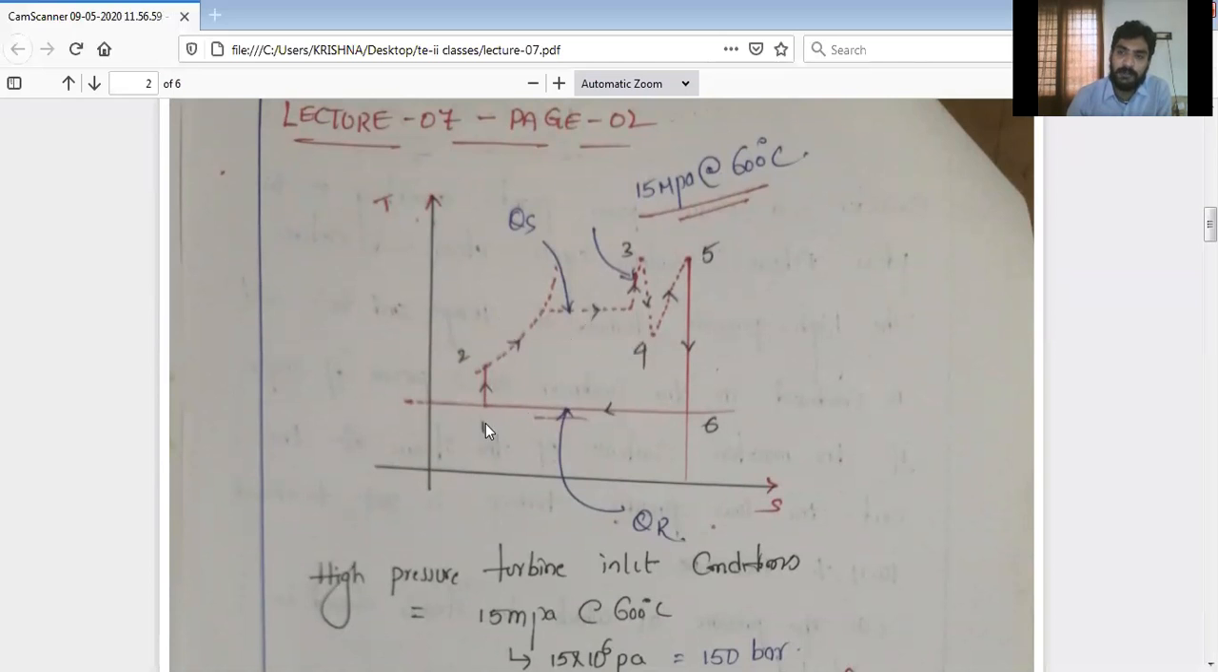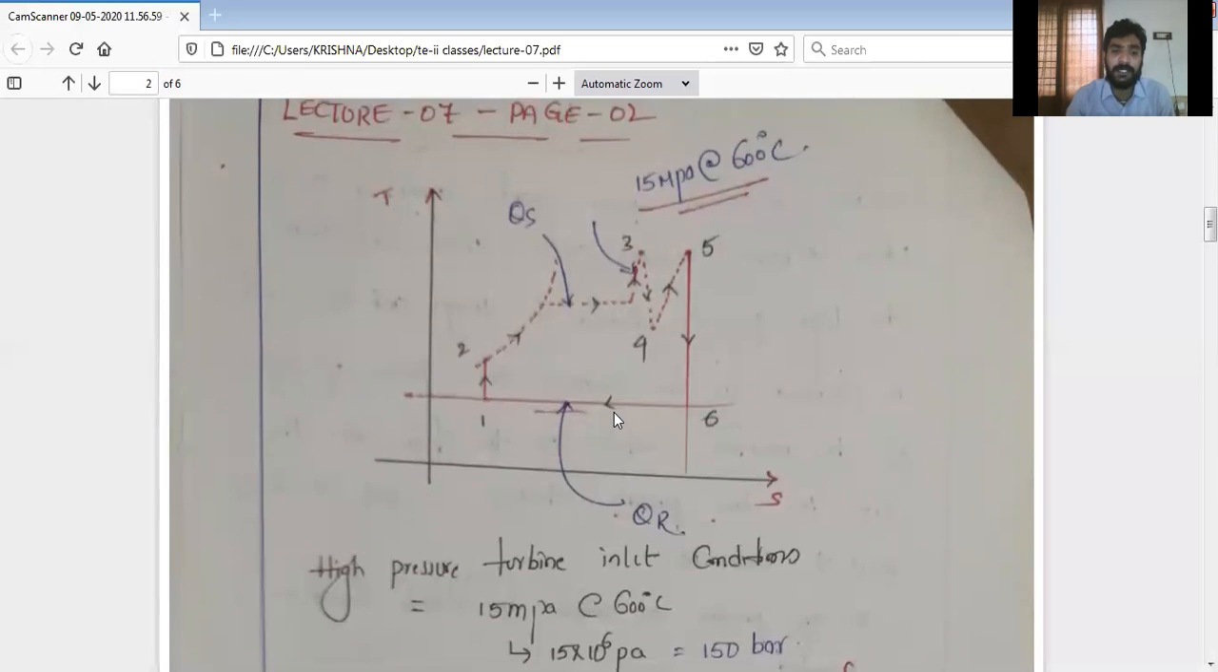Process 1 to 2 is isentropic compression. This is a constant pressure process. This is an isentropic expansion, again a constant pressure process. Here the pressure at state 3 is 15 megapascal and the temperature is 600 degrees centigrade. Heat supply takes place at 2 to 3 and 4 to 5. Heat rejection takes place at 6 to 1.